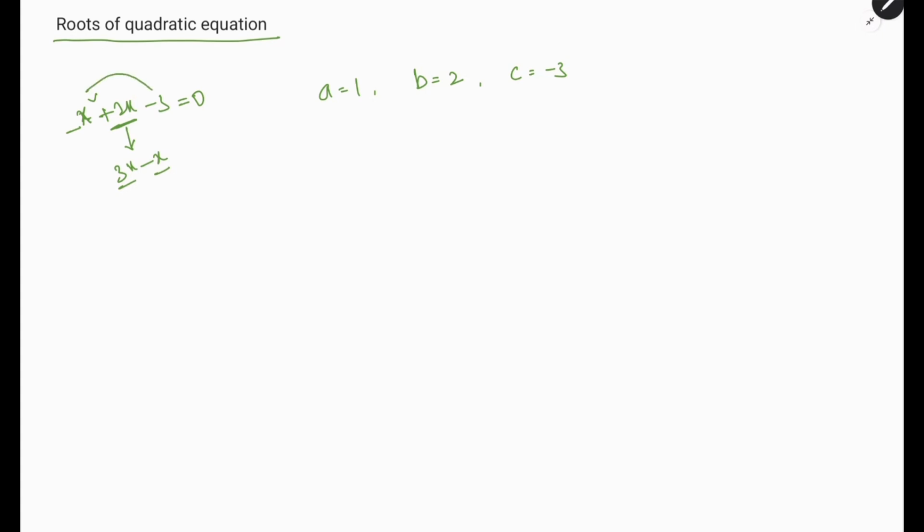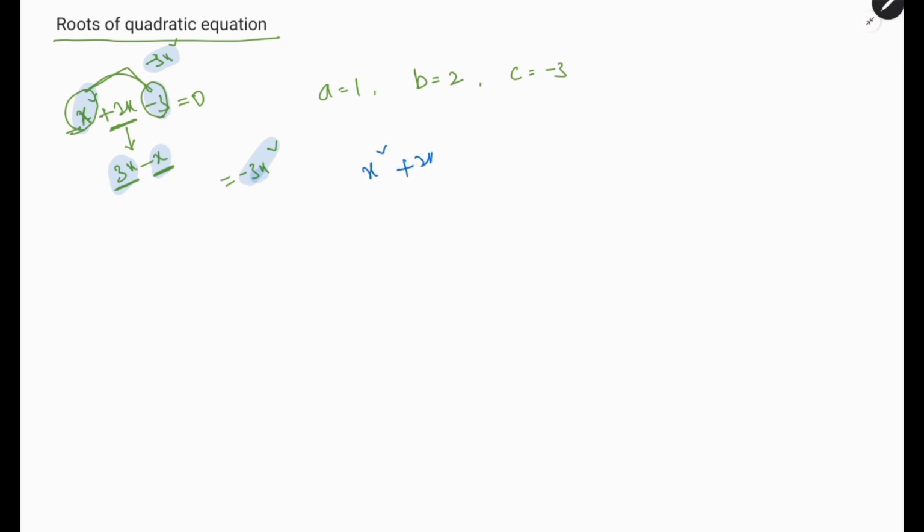of these two terms. See here, the product of 3x and minus x is minus 3x square. And the product of x square and minus 3 is minus 3x square. We got these two terms same, right? So we should split the middle term in such a way that the product of these two terms should be equal to the product of these two terms. Okay?